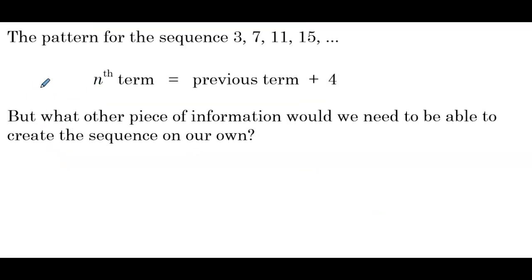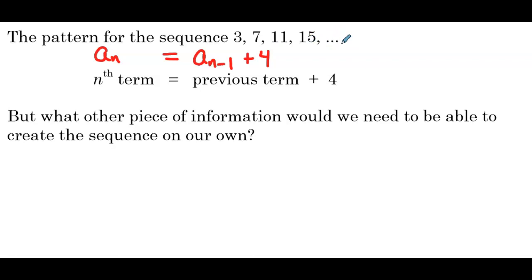So the pattern for the sequence 3, 7, 11, 15 is we took the nth term, and that was equal to the previous term plus 4. So this is a very simple way to write it. So now the question is, can we represent this in subscript notation? Well, the nth term in subscript notation would be a sub n. The previous term, the term before that, would be a sub n minus 1. Right? If we have a sub n, the nth term, take 1 away from the subscript, n minus 1. So a sub n equals a sub n minus 1, the previous term, plus 4. So this describes the pattern to us.